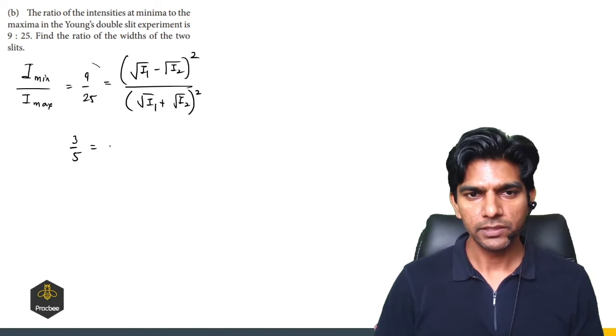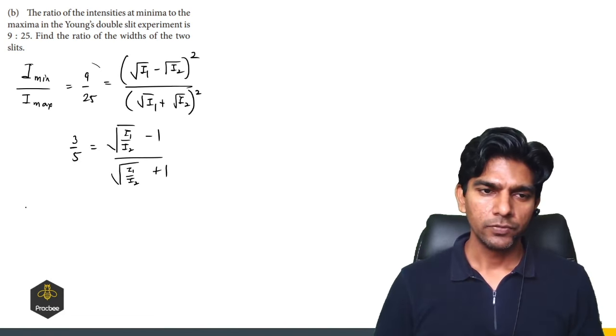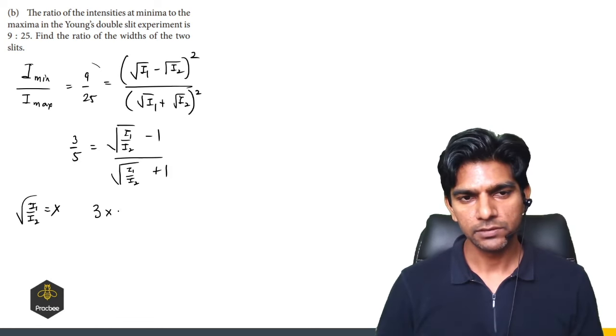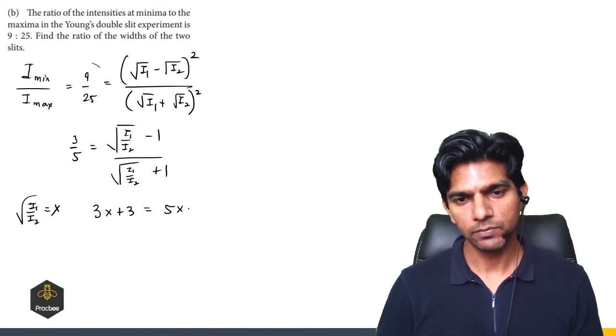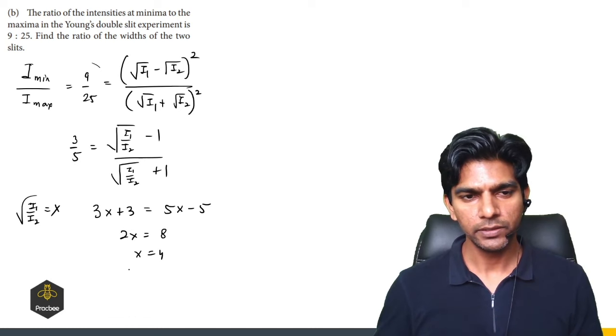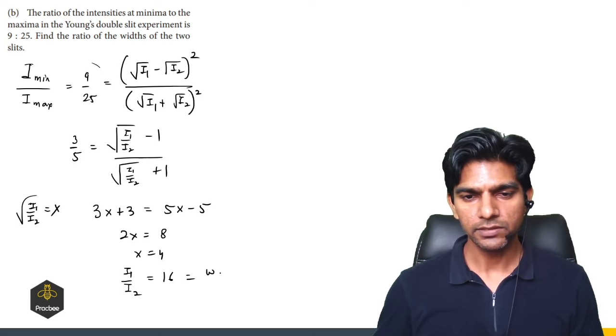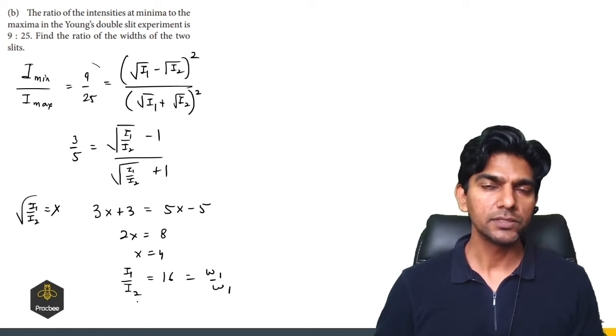From this we have (root of I1 upon I2 minus 1) upon (root of I1 upon I2 plus 1). If I take root of I1 upon I2 as x, we have 3x plus 3 equals 5x minus 5. So 2x equals 8, so x will be 4. It means I1 by I2 will be 16. So 16:1 is the answer. This is the ratio of the intensity, and the widths are in the same ratio. So W1 by W2 will be 16:1.